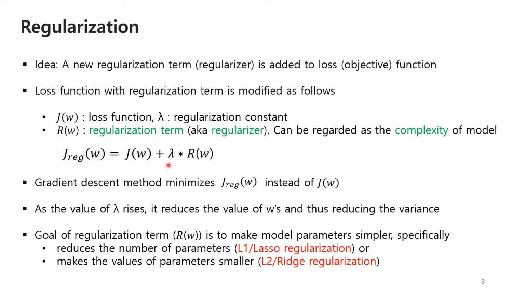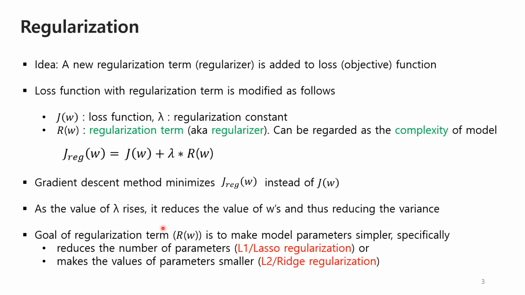So this lambda is a constant, and if this value goes up, then you put more emphasis on the regularization term, so that makes your model much simpler. If you reduce this value, you put more focus on error, so your model is a little more complex. You emphasize reducing error. That's the role of the constant lambda. So if lambda is very high, it reduces the values of W, and it reduces variance, making the model simpler.